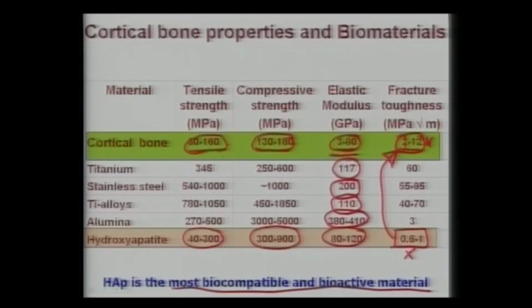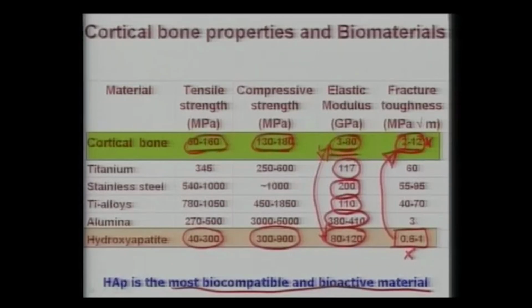However, hydroxyapatite is near the higher bound of the elastic modulus of the cortical bone. So this elastic modulus also needs to be judiciously controlled, so that it is somewhere in between the two bounds of the elastic modulus of the cortical bone, the lower bound as well as the upper bound.